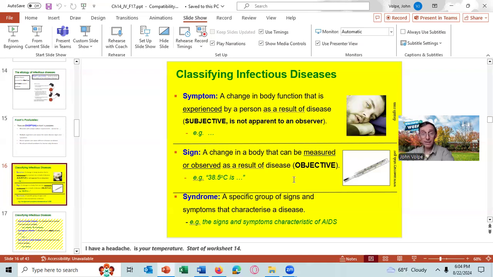A sign, on the other hand, is a change in the body that can be measured or observed as a result of disease. For example, when a patient has a temperature of 102, anyone can measure that, and then we would call it a sign, where the body was changed by the result of a test. A syndrome is a specific group of signs or symptoms that characterize a disease, such as the signs and symptoms characteristic of AIDS.